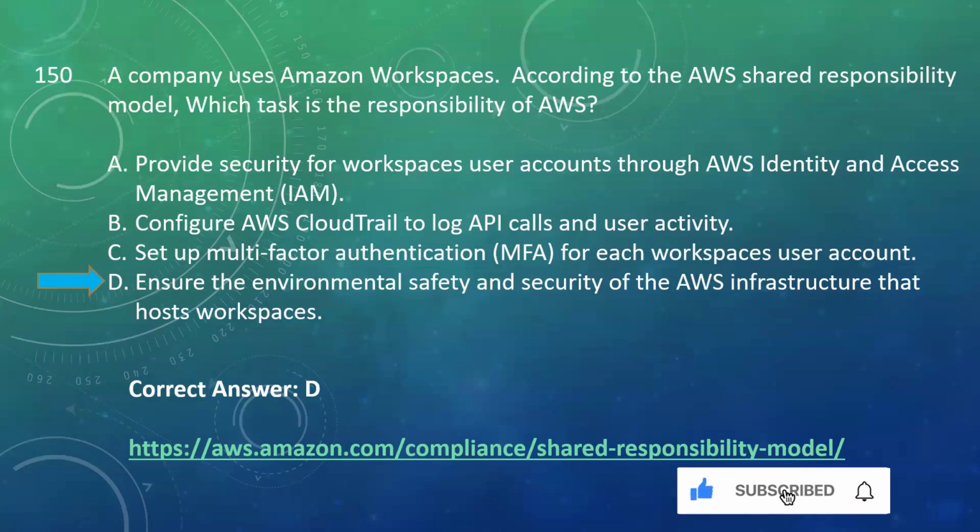Provide security for WorkSpaces user accounts through AWS IAM. So you do have access to play around with IAM. That means you should be able to do it, which means it is your responsibility. Configure AWS CloudTrail to log API calls and user requests. Again, you have access to configure CloudTrail events, so this is your responsibility. And the third option, set up MFA for each WorkSpaces user. Yes, customers do have access to set up MFA. Again, this lies under your responsibility.